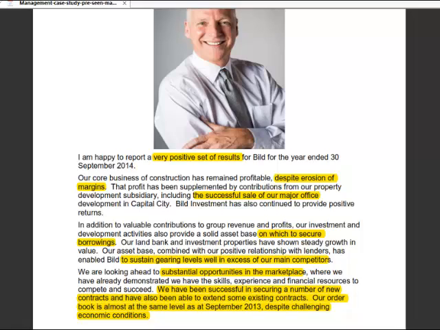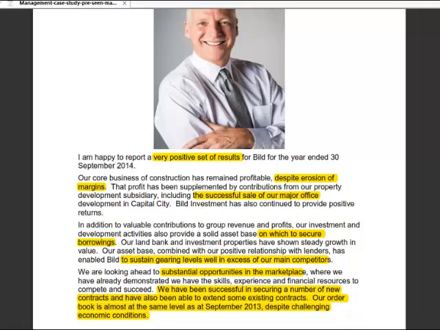And then he says it's remained profitable despite erosion of margins. So where you're getting erosion of margins, we need to start being concerned. Profit has been supplemented by a property development subsidiary, including the successful sale of our major office development. Again, we need to know, was that a sale that made some profit? We don't know that yet. In addition to the valuable contributions, our investment and development activities also provided a solid asset base on which to secure borrowings.